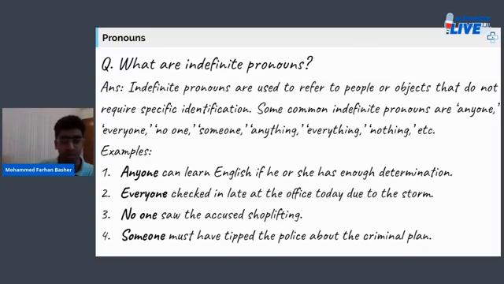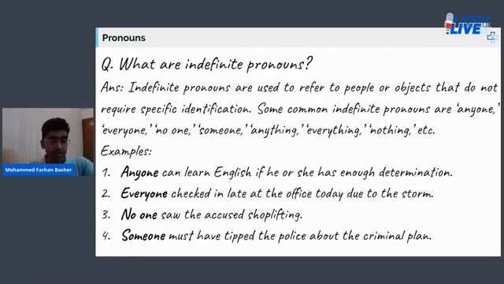Now, in all these four examples, as you can see, we have used four different indefinite pronouns, and each of them tells you nothing about which person or what object has done anything. So it could be anyone, right? So anyone can learn English. It can be a random person. It can be your father, your mother, your brother, your sister, your spouse, your children, your friends, your colleagues.